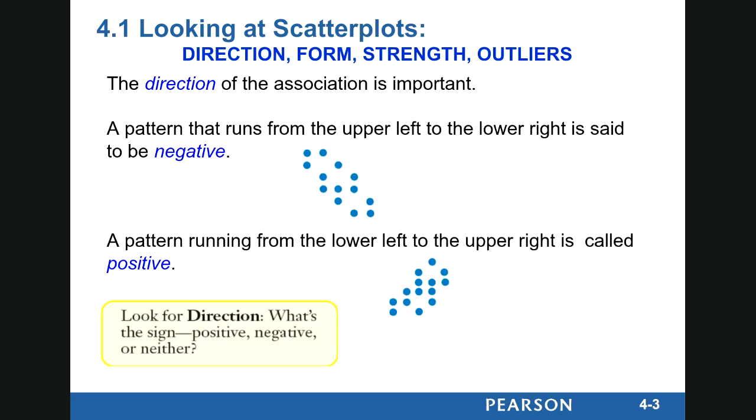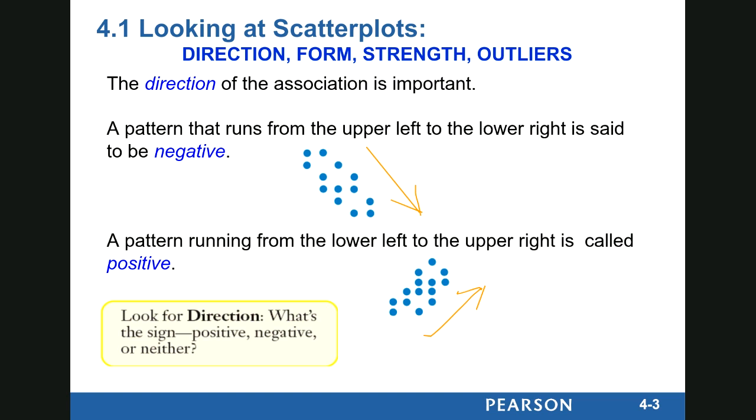These are the things we're going to look at when we see a scatter plot. The four most important elements or features are direction, form, strength, and outliers. So let's start with direction of the scatter plot. So it's the direction of association. A pattern that runs from upper left to lower right is said to be negative. So in this direction, this would be negative. A pattern running from the lower left to the upper right is called positive. So this would be considered positive.